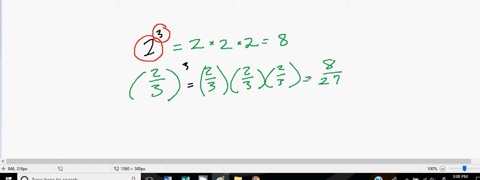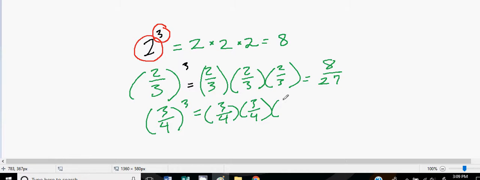If we have 3/4 to the third power, we're going to do it the same way, just one more time to visualize this. 3 times, because the exponent is 3 and the base was 3/4. 27 over 64 also cannot be reduced.